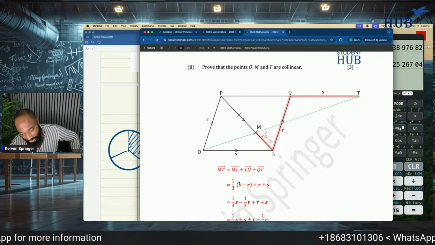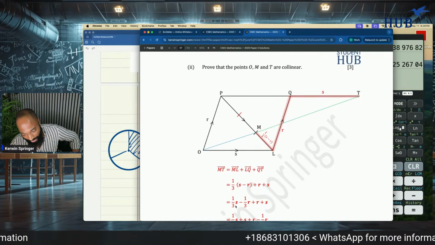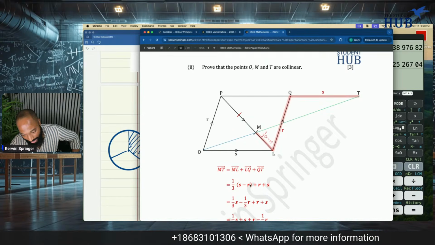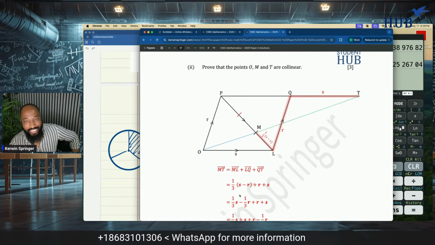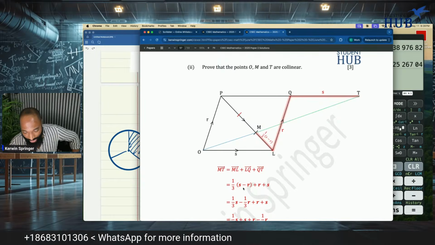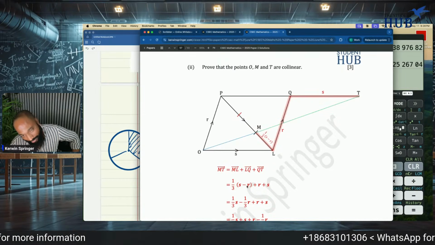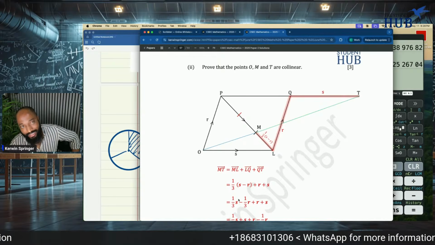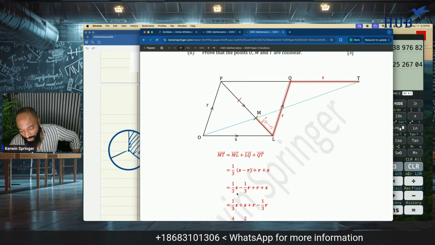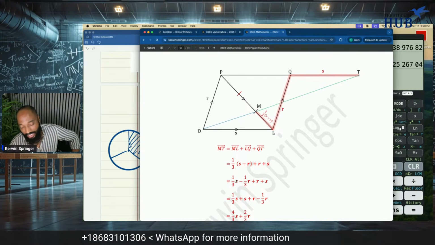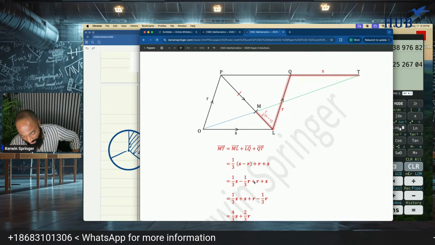I distributed. Follow the distribution. 1/3 by S is 1/3 S. 1/3 by negative R is negative 1/3 R. The same way how if this was 3 and these little letters inside here, everybody knows you can say 3S and 3R. Well, minus 3R is the same thing with the 1/3. Don't let fractions have power over you. You run the fractions the same way.